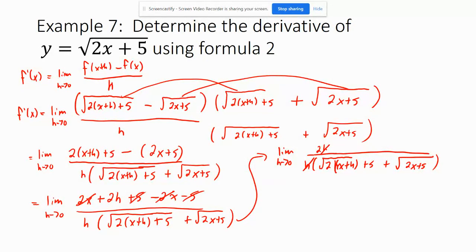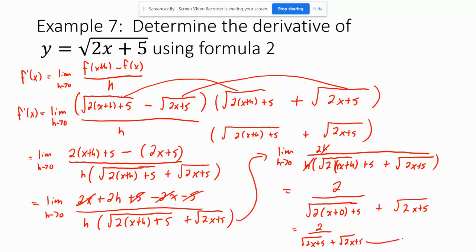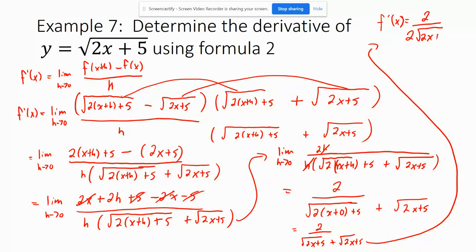Okay, now again, this is what we're trying to get to using formula 2. We want the h's to cancel out so that now I can put h equals 0 into this expression. Equals 2 over the square root of 2x plus 0 plus 5 plus the square root of 2x plus 5. So this is just going to be 2 over the square root of 2x plus 5 plus the square root of 2x plus 5. So this is f prime of x equals 2 over 2 times the square root of 2x plus 5.